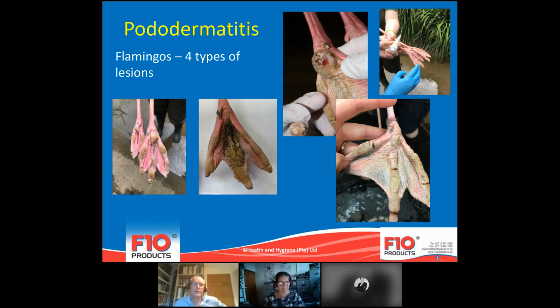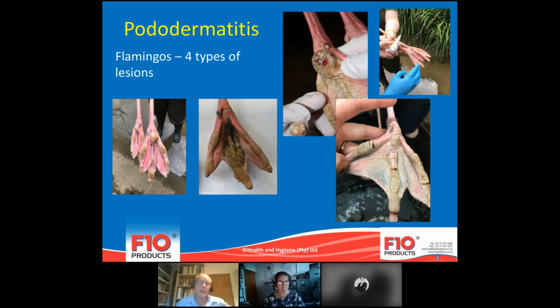Okay, so just for what it's worth, and some listeners may have heard me say this before, when I was involved with looking after flamingos at the Wildlife and Wetlands Trust at Slimbridge, actually before my time there, they'd had a very severe problem with pododermatitis in their flamingos.